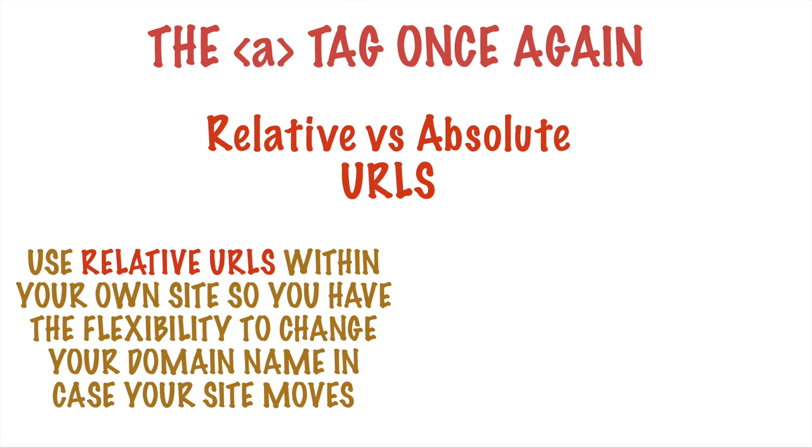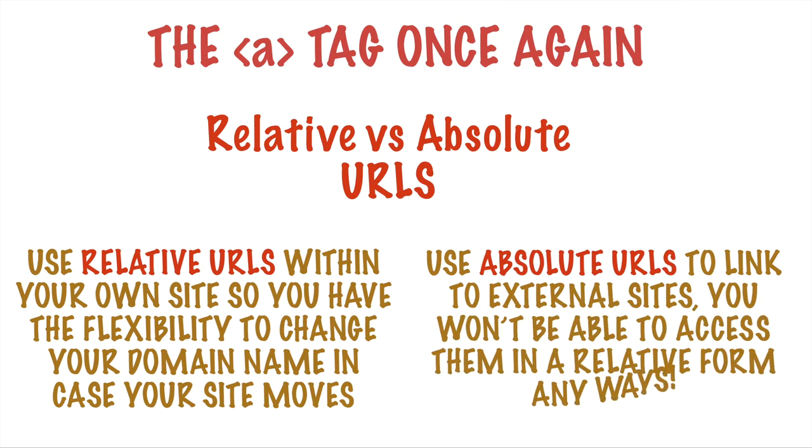Use relative URLs when you are referring to pages within your own site. This will give you the flexibility to change your domain name, and this will work seamlessly when you copy your web files from your local test environment to the production web server. On the other hand, use absolute URLs to link to sites other than your own. Remember that you will never be able to access them in relative form, because for one, they wouldn't be hosted on the same machine as your website, and for another, it would be a security violation even if they were for you to try and access them.